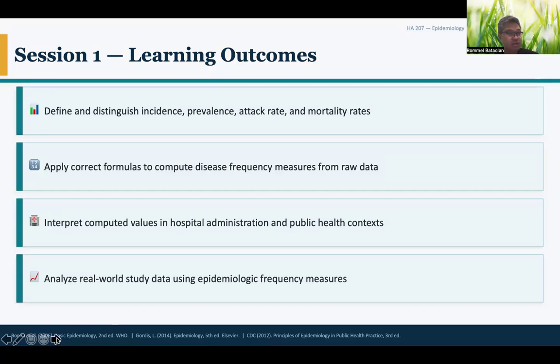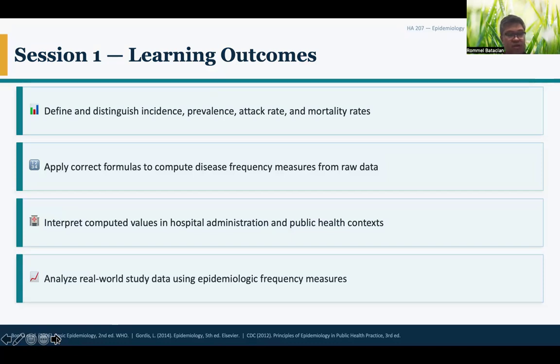At the end of this session, you'll be able to define and distinguish incidence, prevalence, attack rate, and mortality rates. These are not interchangeable terms. Each one answers a different question about disease in a population, and confusing them leads to bad decisions.